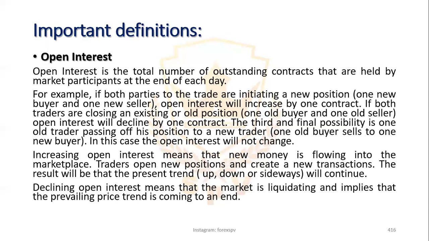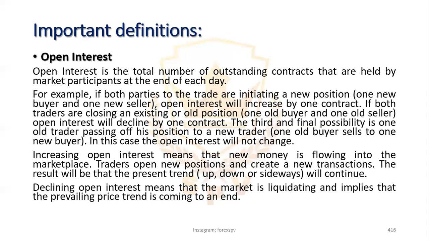So declining open interest simply means the market is liquidating, and it implies that the prevailing price trend is coming to an end. The number of traders is not infinite, we have a finite number of traders. So basically, the open interest has to have a multi-year maximum, the maximum number of traders.